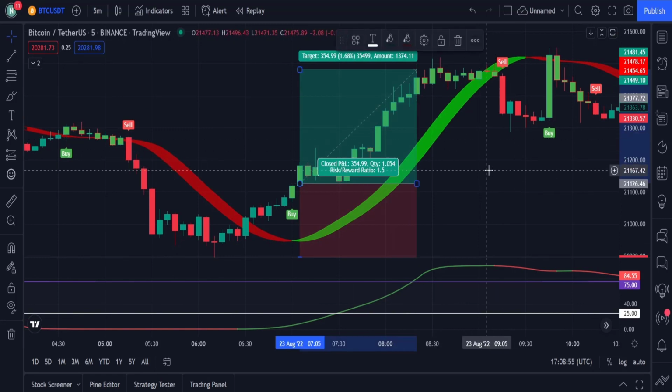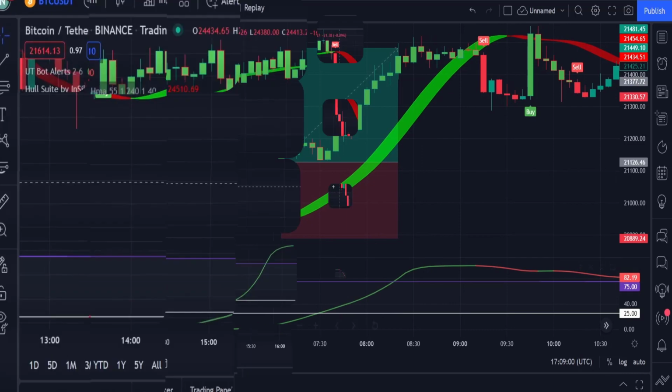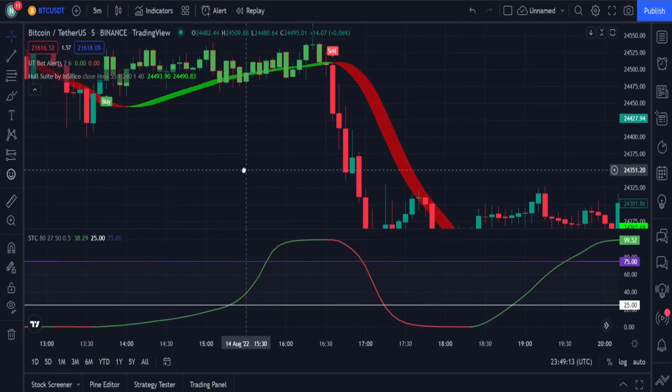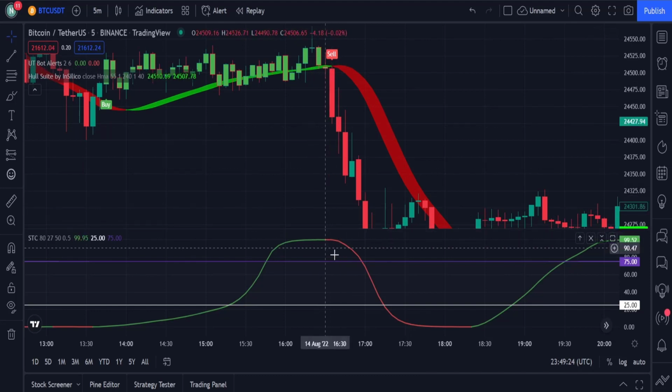Now let's take a look at another example of a short trade. So here's an example of a short trade. Again, we're going to follow the rules for a short trade. We see here we have a red sell signal. STC is above the purple line, red, and going down. With all this, the whole suite is also red.